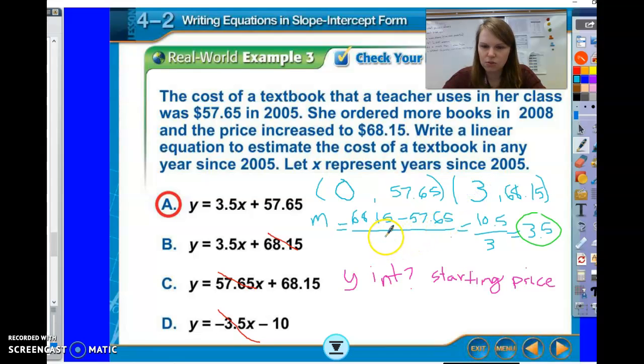So down here, this would be y2 minus y1, x2 minus x1. Okay, nothing else changes. So then, once we work through the math, I ended up with 3.5 as my slope, and then we would need to choose our Y-intercept. I think the Y-intercept would be the starting price, right? If it cost $57.65 in 2005, that's your starting price. So that means that this would be your Y-intercept. So I chose A for my answer for that.